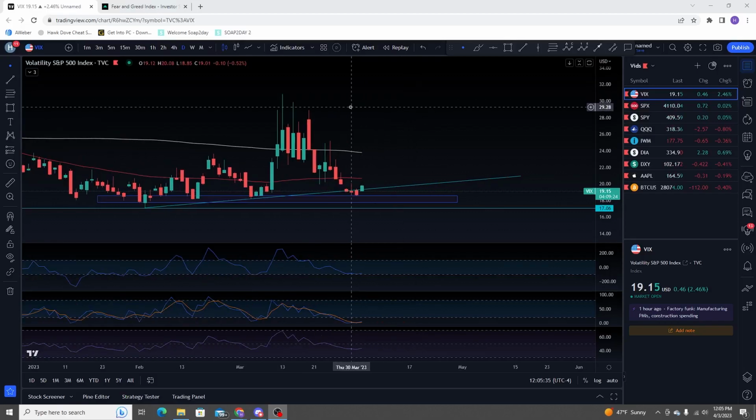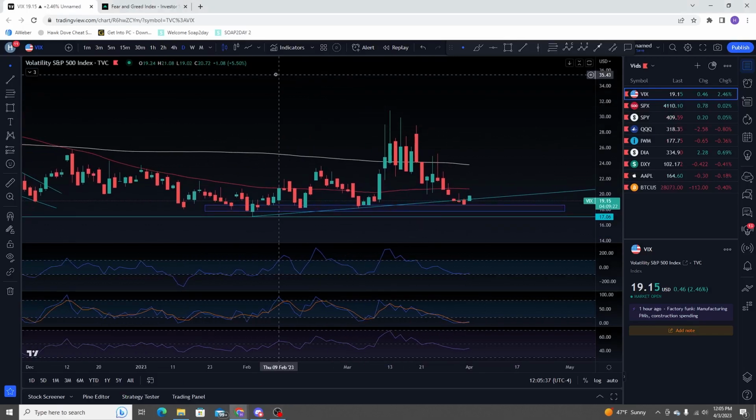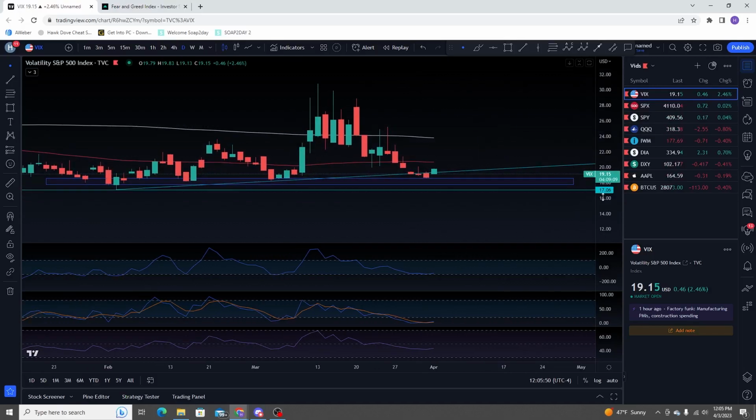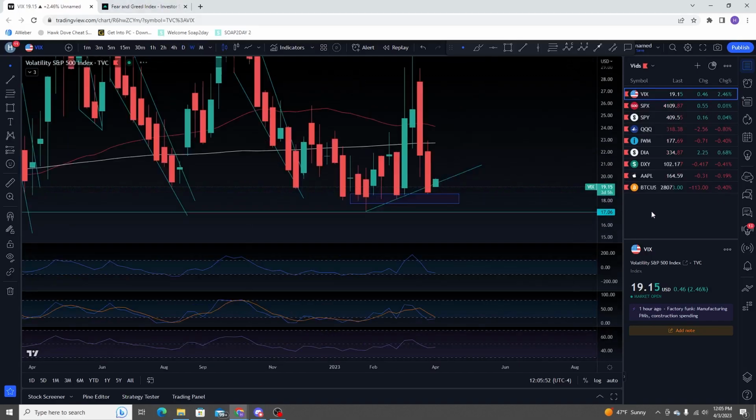All right, so we're going to start here on VIX's daily time frame, and then we are going to work our way down to the lower time frames and let you guys know what the charts are suggesting. What are they telling us? What are the probabilities right now? All right, so we're going to start here with Mr. VIX. Actually, we'll start over here on the weekly time frame.